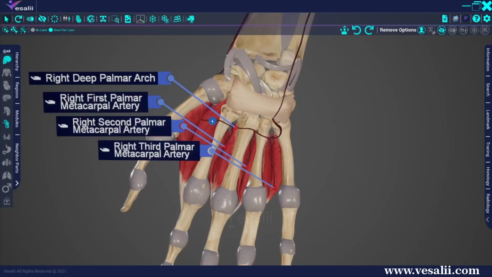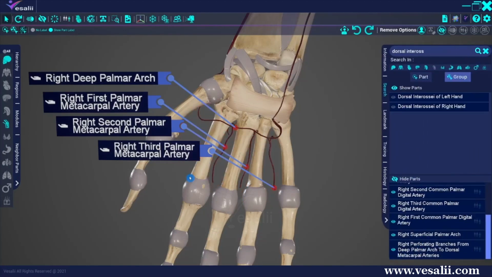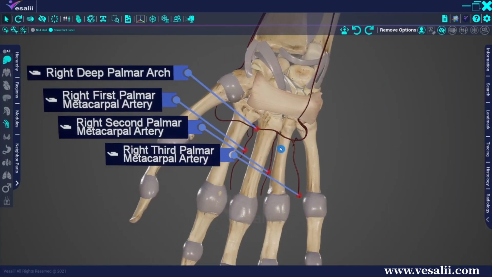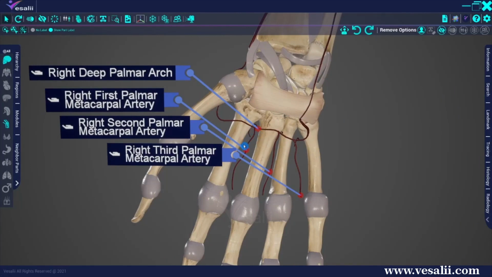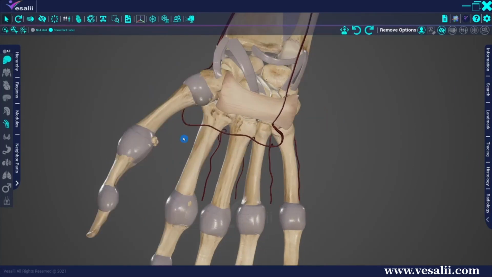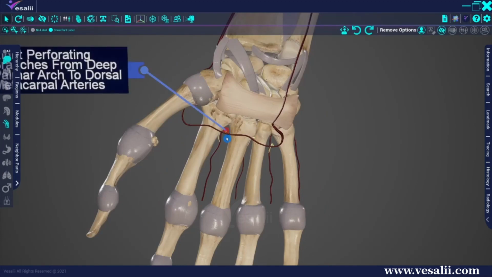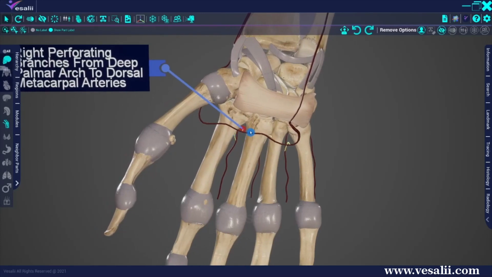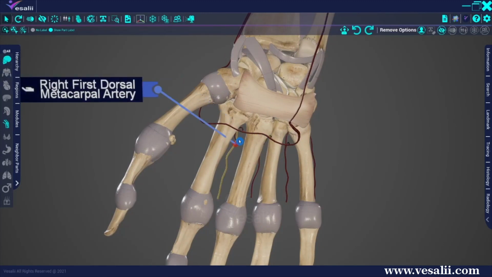The deep palmar arch gives rise to 3 palmar metacarpal arteries that run distally and anastomose with the common palmar digital arteries of the superficial palmar arch, and also to 3 perforating branches that pass posteriorly in the second to fourth interosseous spaces, and anastomose with the dorsal metacarpal arteries that emerge from the dorsal carpal arch.